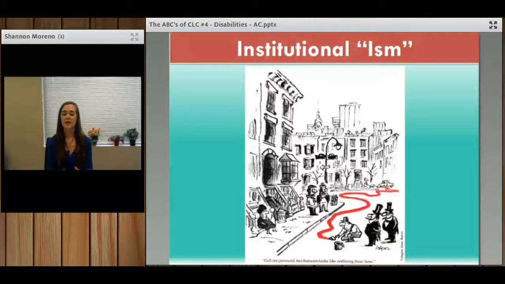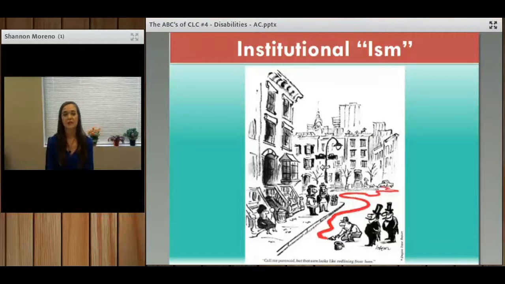Sometimes institutionalisms come out of a history of purposeful oppression. So the cartoon that we see here is taking a look at the issue of redlining, which in the original This versus That webinar for the ABC of CLC series we talked about a little bit more in depth, where folks drew up laws, policies, procedures, whatever the case may be, to purposefully discriminate against groups of people. And even if laws come along eventually that try to undo that, those laws help, but there may still be some institutional isms that are in place going on.